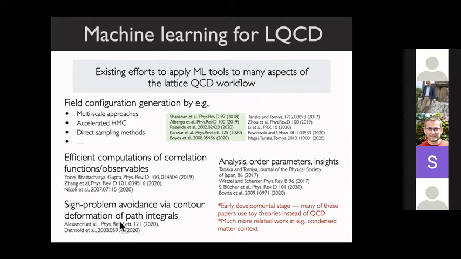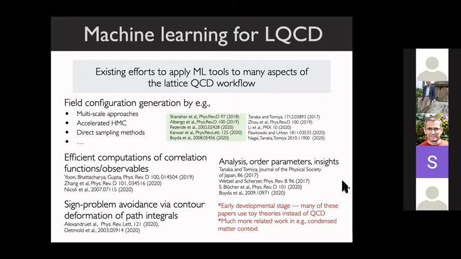There's of course really nice, significant efforts at changing the lattice field theory prescription to avoid sign problems via contour deformation of path integrals. And so these approaches are now also using machine learning to find nice contours to deform. That's another exciting direction.